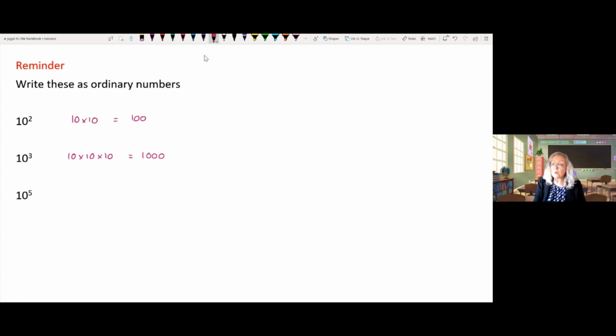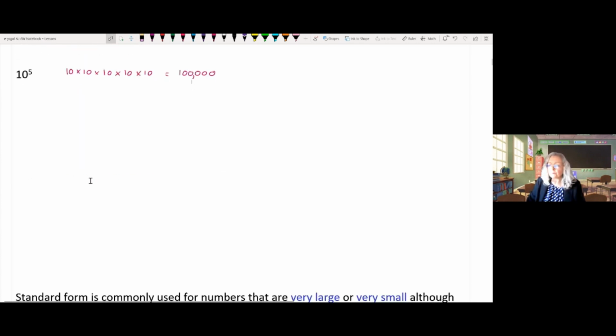10 to the power of 5, well, I'll have 5 tens multiplied together. If you notice, 10 squared had 2 zeros, 10 cubed had 3 zeros. So 10 to the power of 5 is going to have 5 zeros. So 1, 2, 3, 4, 5. So that is 100,000 for 10 to the power of 5. And we need to be able to work with powers of 10 in order to do standard form.